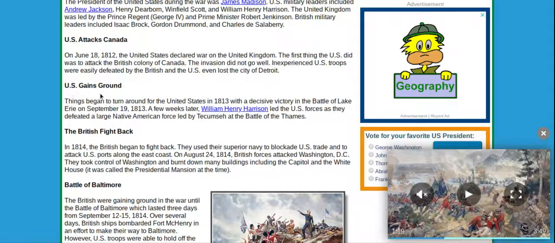U.S. gains ground. Things began to turn around for the United States in 1813 with a decisive victory in the Battle of Lake Erie on September 19, 1813. A few weeks later, William Henry Harrison led the U.S. forces as they defeated a large Native American force led by Tecumseh at the Battle of the Thames.